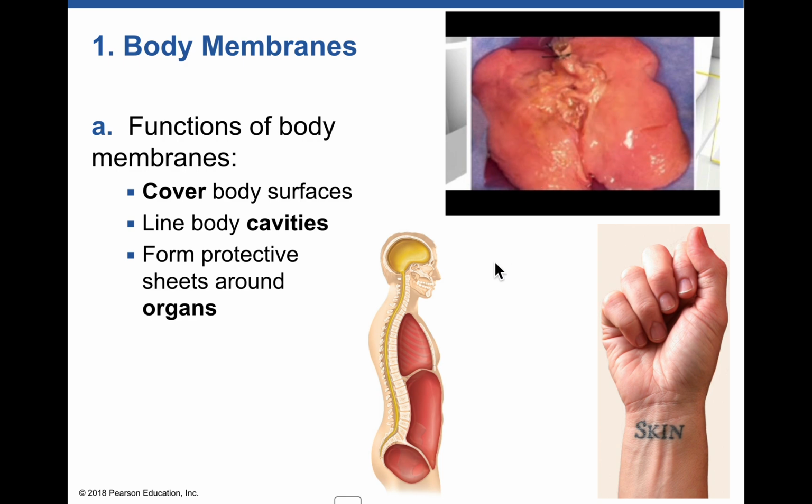Now, one thing I do want to say about membranes is that membranes are tissues. Remember, your body's made of atoms that in turn make up cells, and cells make up tissues. Tissues make up organs. Organs make up organ systems. So body membranes are a type of tissue.